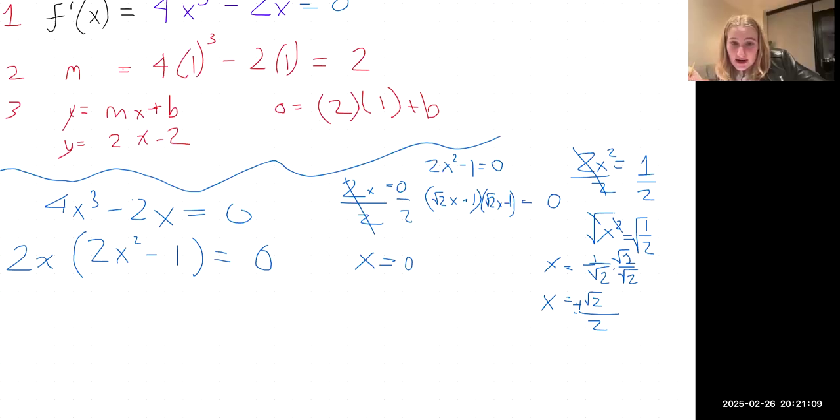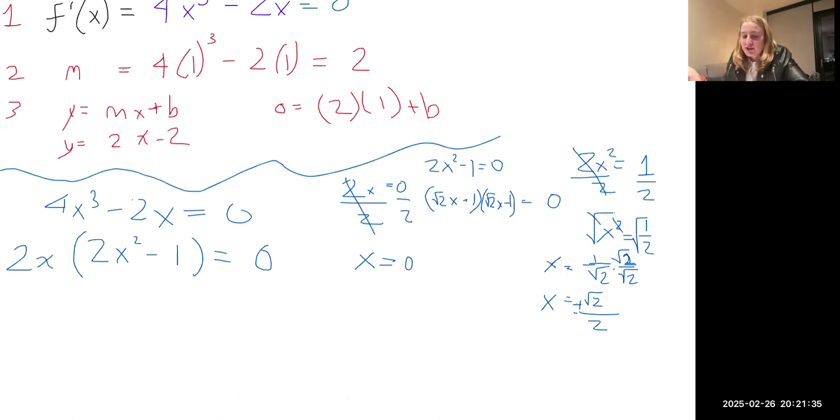Okay, wait. So you have the square root of 1 over the square root of 2. Well, x equals the square root of 1 over the square root of 2. And then you said you're going to multiply it by the square root of 2 over the square root of 2.